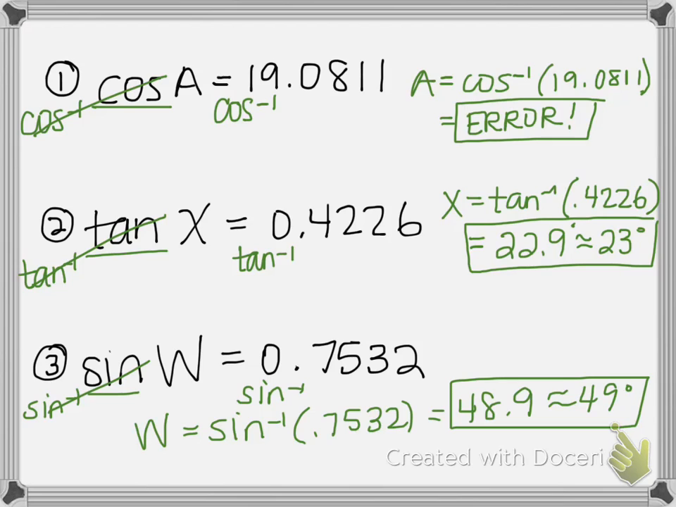So this is how you find the missing angle for any right triangle using trig. Go ahead and start the worksheet, and you also have homework on missing side length.